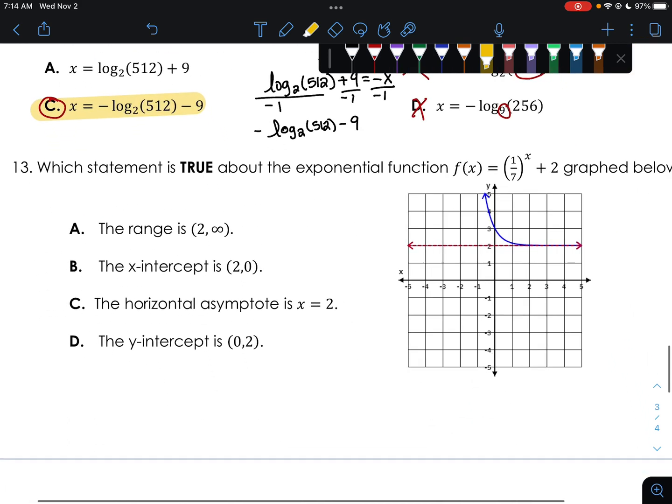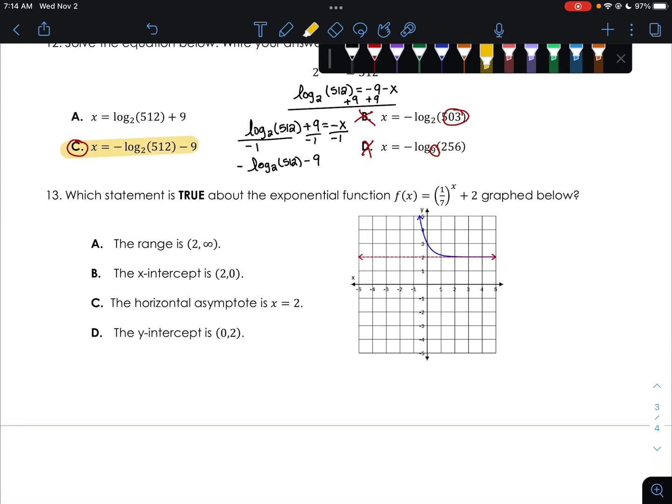Okay, last question. Which statement is true about the exponential function 1/7 to the x power plus 2 graph below? So the range is 2 to infinity. Well, remember, range is our y values. It goes bottom to top. It does start at 2 and it goes up. 2 can't be included, so that is a true statement, but let's keep reading.